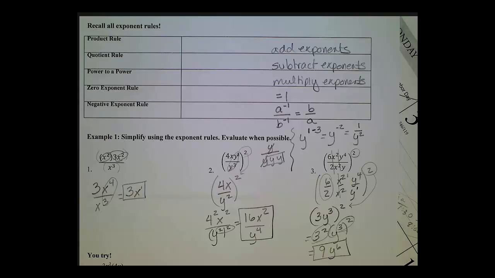Okay, if you need to pause it, rewind it, think about things, try the problem again. It's not a bad idea before we move into more difficult problems.